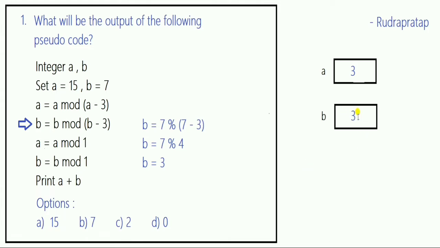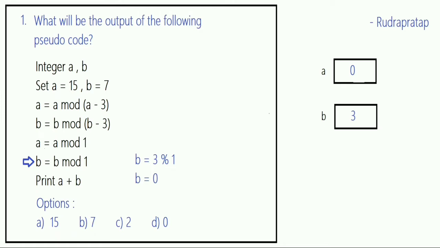Okay, and on the next statement we have a equal to a modulo 1. So the value of a is now 3, 3 modulo 1, and it will give the remainder. So there is nothing in the remainder, or 0. Then this 0 is assigned to the variable a. And on the next statement, which is b equal to b mod 1, 3 modulo 1 will give 0. So basically this whole question depends on the modulo operator.